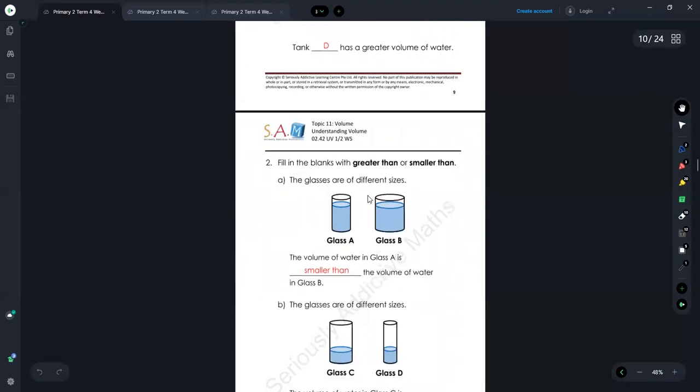Whereas for this one here, you can see that the sizes are different. The water level is the same, right, in 2A. So how do they know which one has more? Just because the height is the same doesn't mean the volume of water is the same. If the height is the same but the container is different, then you look at which container is bigger, right? The bigger it is, the more water it has.